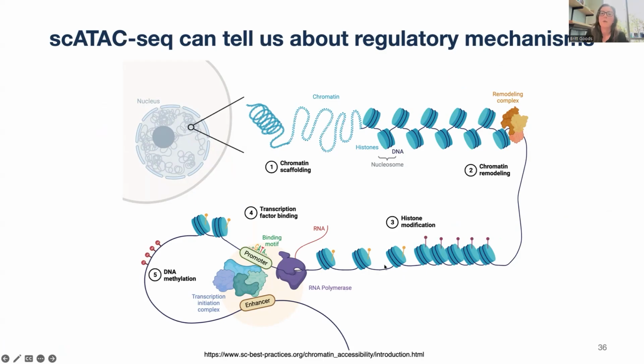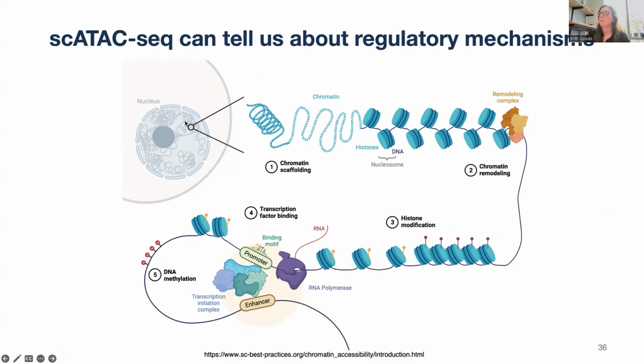ATAC-seq, or ATAC stands for assay for transposase accessible chromatin. And so that's what I'm showing here. And so, everything that I've showed you so far has been transcriptomics. And so that's going to give you a picture of the mRNA that's being produced in a cell. And that kind of can tell you a lot about what a cell may or may not do in the future or might be doing currently.